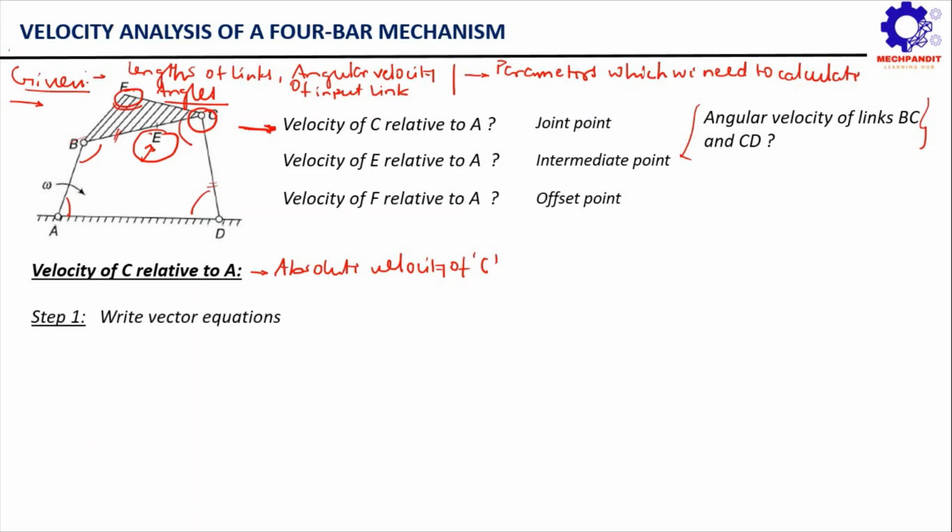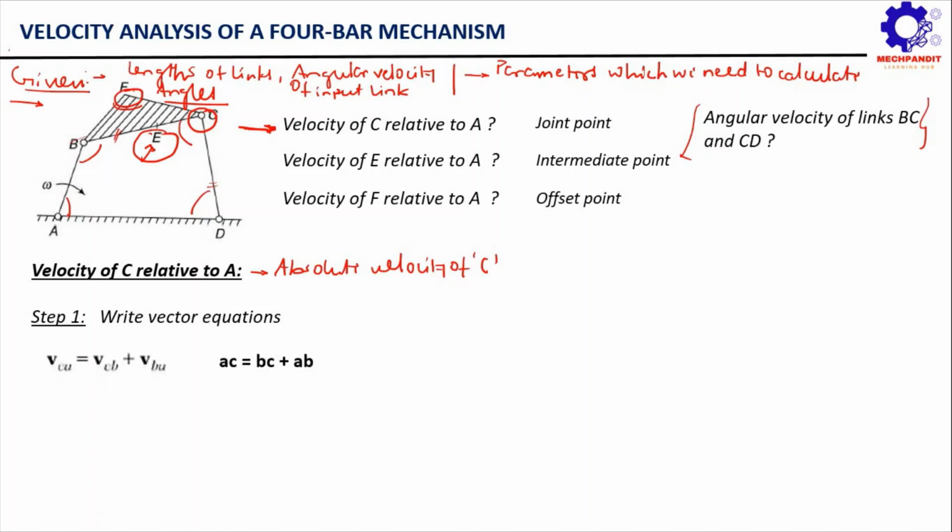So now let's move ahead and see the first step. The first step is simply to write the vector equations for point C. Just observe carefully: I am saying here, write down the vector equation for point C. Similarly, if you are interested in calculating the absolute velocity of any other joint, let's say joint B, you will write down the vector equation for joint B. Or if you are interested in calculating the absolute velocity of point E, you will write down the vector equation for point E. Similarly, you can repeat the same thing for point F. But here, the first step is to write down the vector equation for point C.